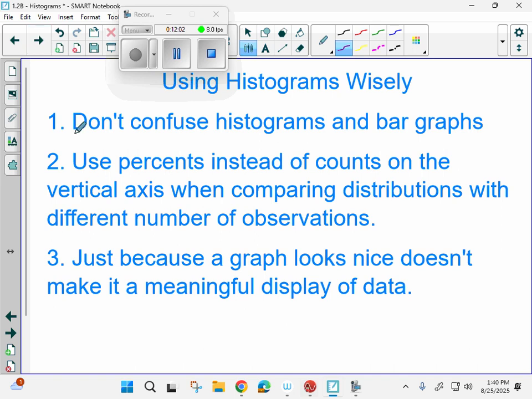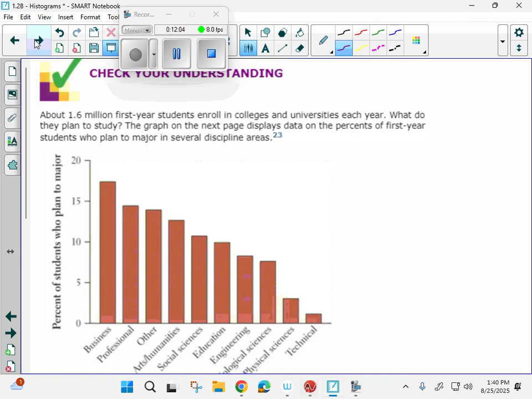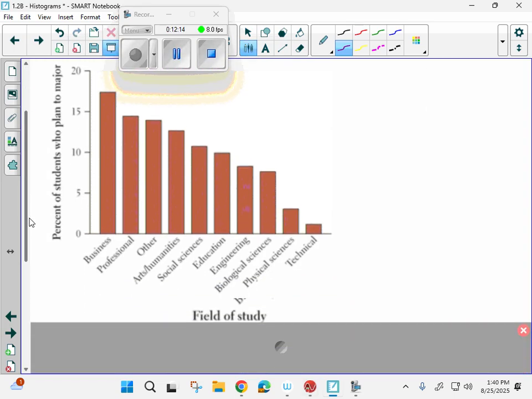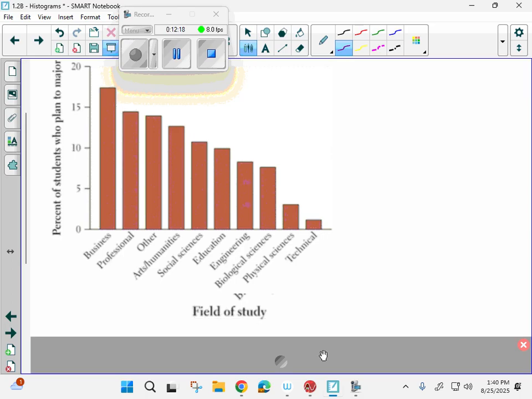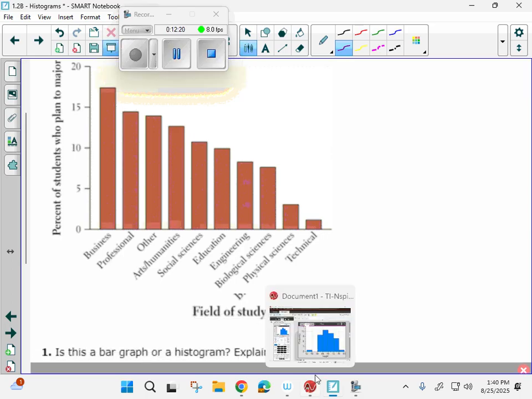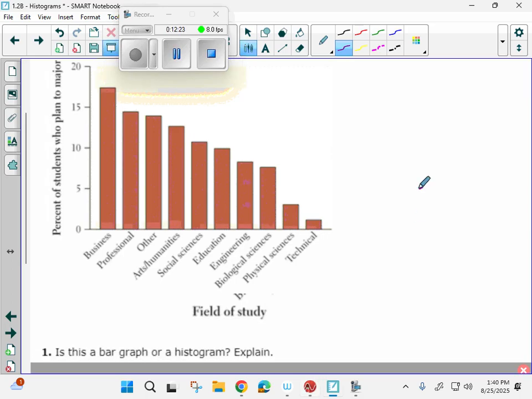All right. About 1.6 million first-year students enroll in colleges and universities. What do they plan to study? The graph on this page displays data on the percent of what they're going to major in: business, social sciences, education. All right. Is this a bar graph or a histogram, you guys? Bar graph. How do we know? Categorical data. There's space in between the bars.